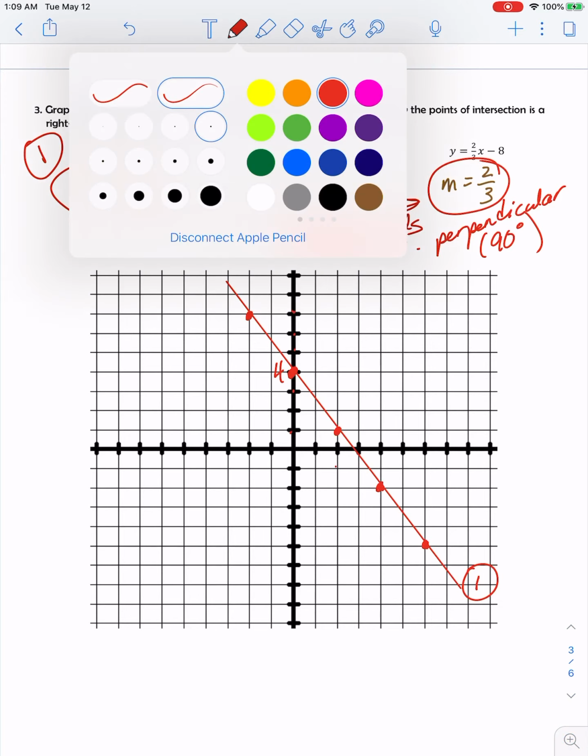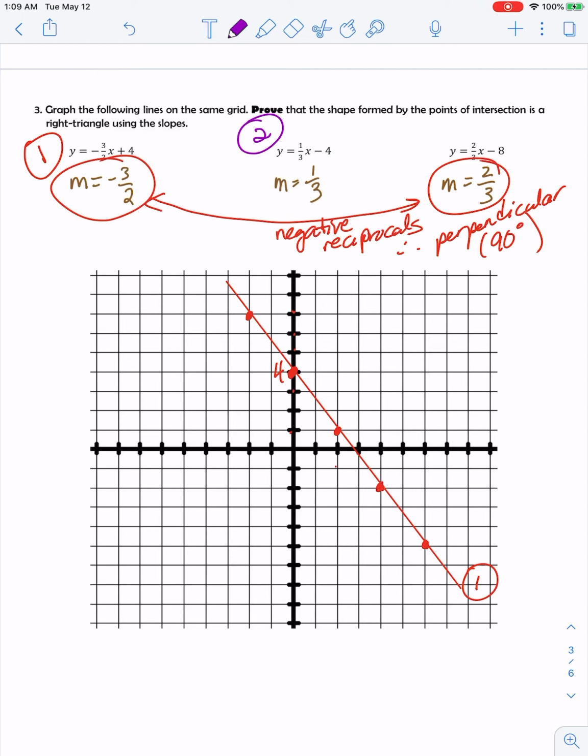I'll do the other one in another color. So this will be line number 2. The y-intercept is -4 on this one. And the slope is 1/3. So rise 1, run 3. Rise 1, run 3. Down 1, back 3. Oops, that's only 2. Down 1, back 3. Okay, let's draw that line.